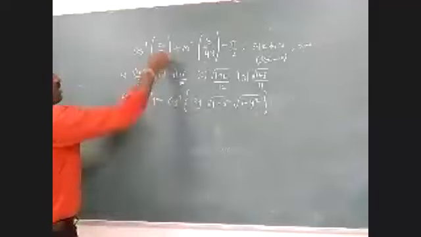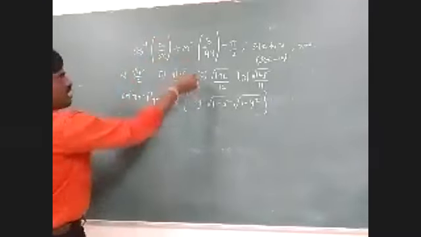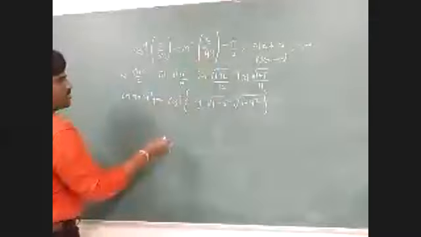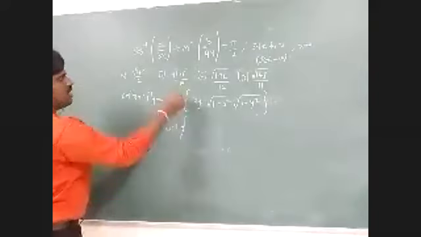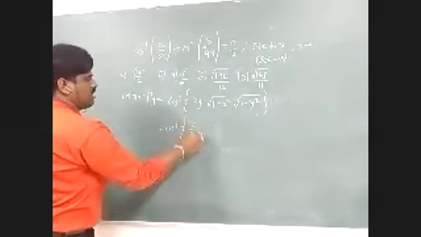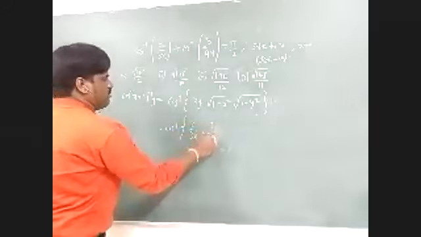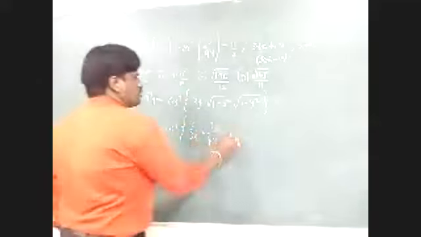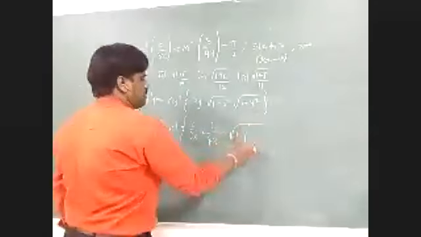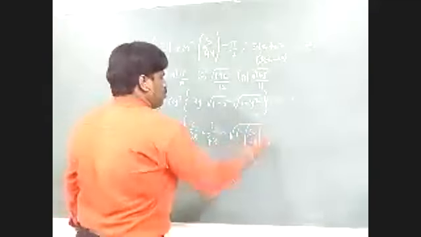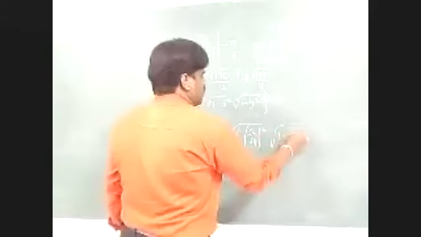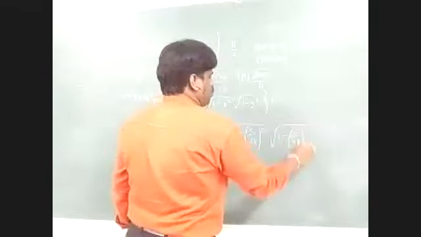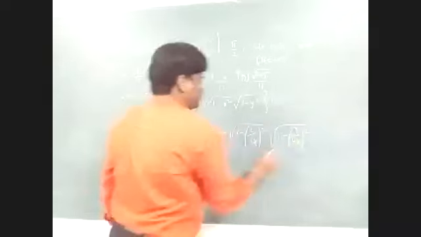x is what? 2 by 3x. And y is what? 3 by 4x. Let us substitute here. Cos inverse of, I get here 2 by 3x into 3 by 4x minus square root of 1 minus (2 by 3x) whole square into square root of 1 minus (3 by 4x) whole square. You just use this formula.